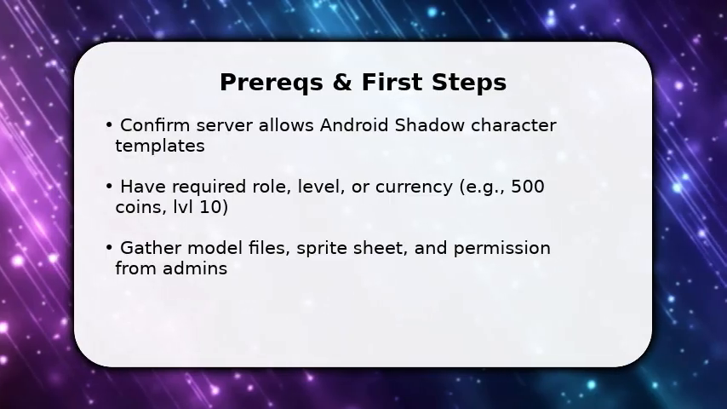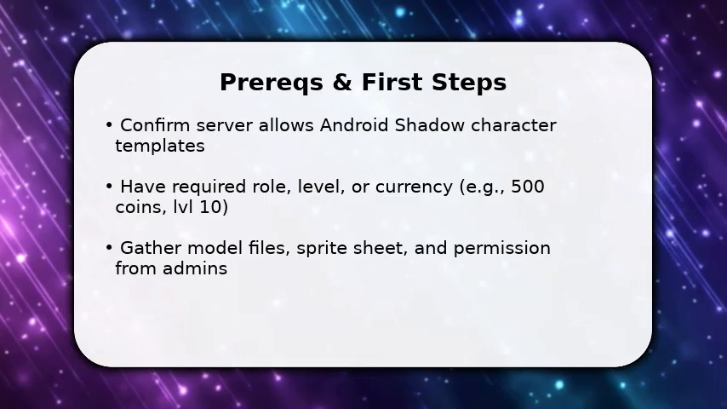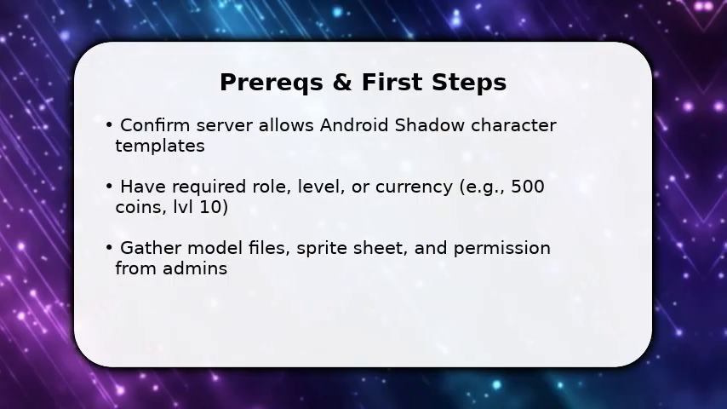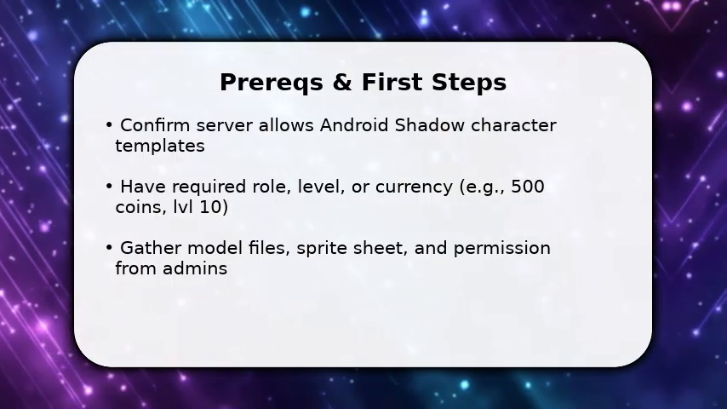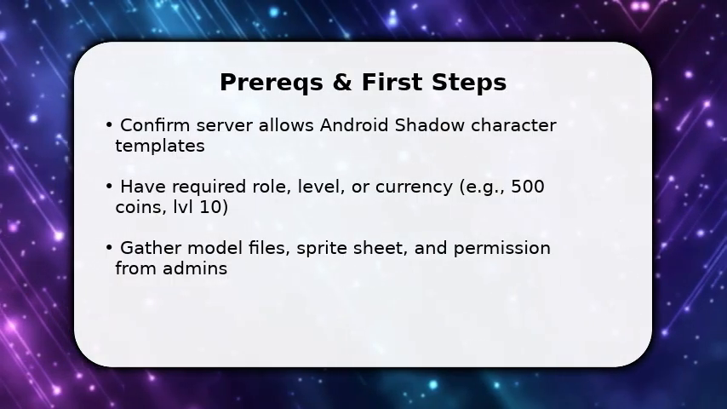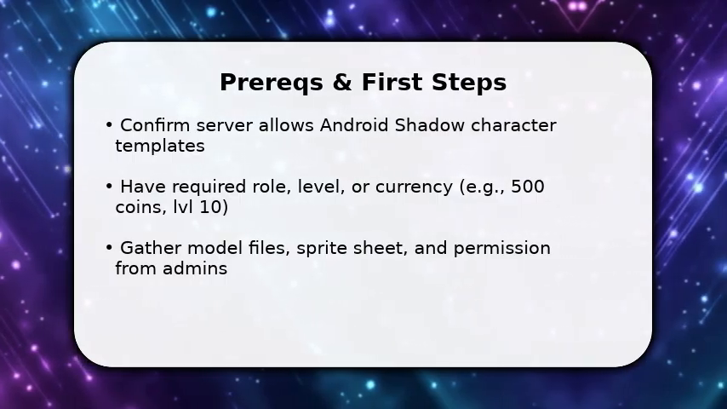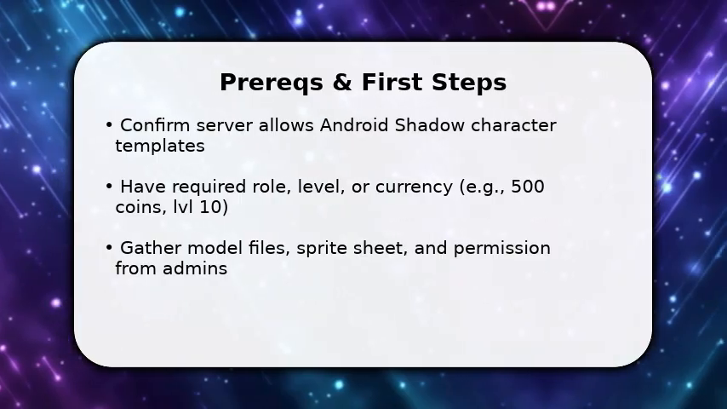You start by confirming permissions and gathering assets. This saves time and prevents banned character creation. Once you have the required role or level and the 500 coins, open your character menu. Make sure to download the Android Shadow model and its sprite sheet. You often need admin approval before importing.